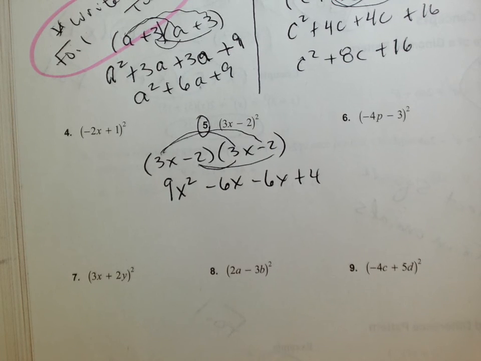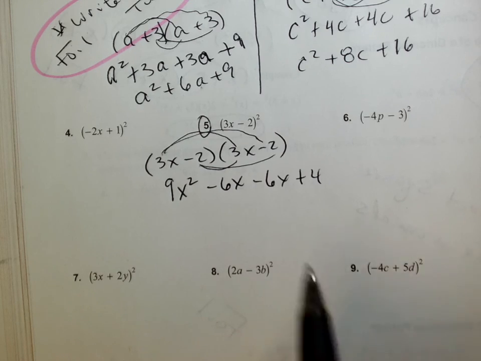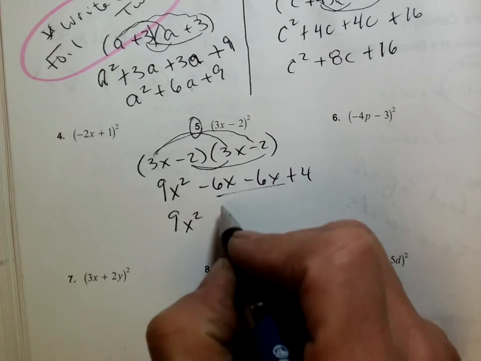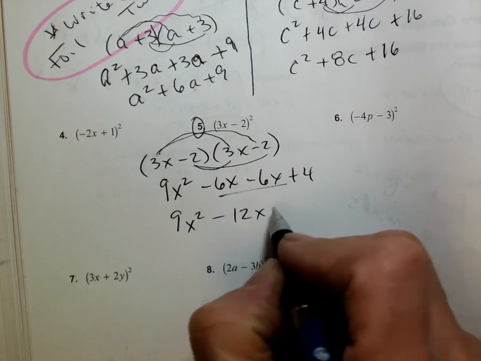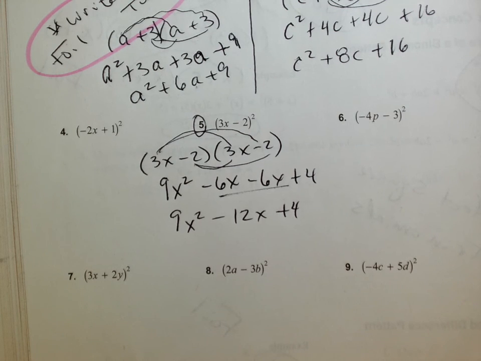That's the FOIL, okay? I did the FOIL. Stands for first, outside, inside, last, right? So now I combine these two. You get a 9x squared minus 12x plus 4. Okay, how many kids got that right? I want to see. Okay, good.